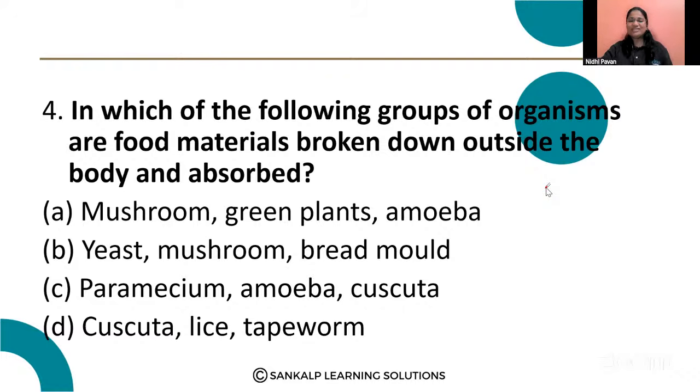Next, in which of the following groups of organisms are food materials broken down outside the body and absorbed? A very tricky question and a very nice question too. This is based on the types of nutrition. You learned autotrophic nutrition and heterotrophic nutrition. In heterotrophic nutrition again we have subtypes: saprophytic, parasitic, holozoic. Let us proceed with the options: mushroom, green plants, amoeba; yeast, mushroom, bread mold; paramecium, amoeba, cuscuta; lice, tapeworm.